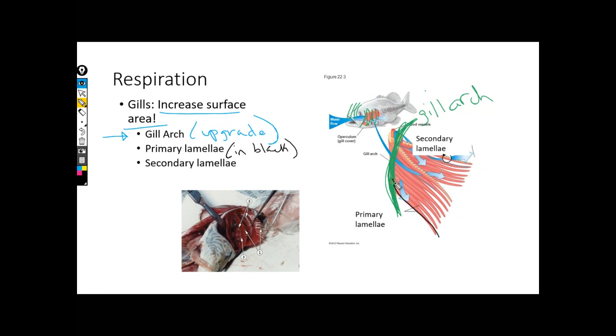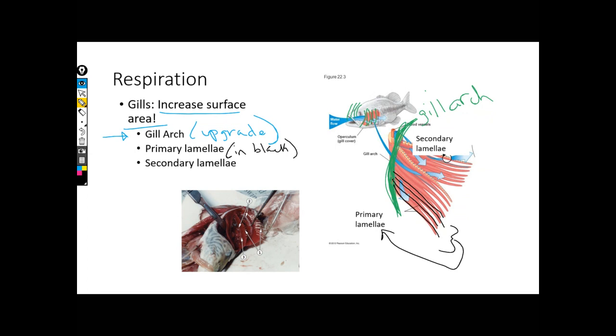So go ahead and trace these out. I'm going to do a few so my drawing doesn't get too huge. Okay, so these are, and they are red or pink on the fish, so these are blood or capillary filled vessels through which our gas exchange will start to occur.